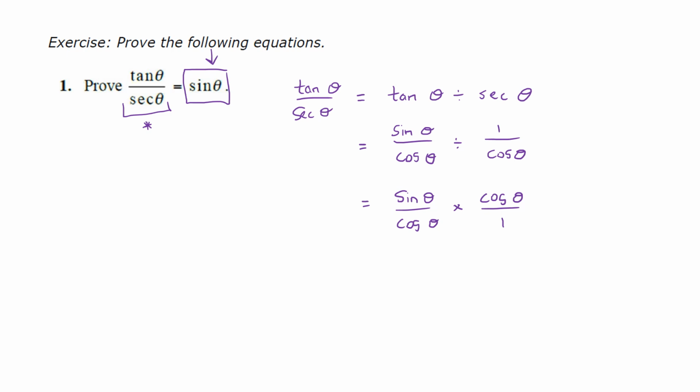So now that I have applied that, I can see here that my cosines cancel, leaving me with just sine theta, which is the expression that I'm trying to simplify to. Okay? And so I was able to prove that tan theta divided by secant theta equals sine theta.